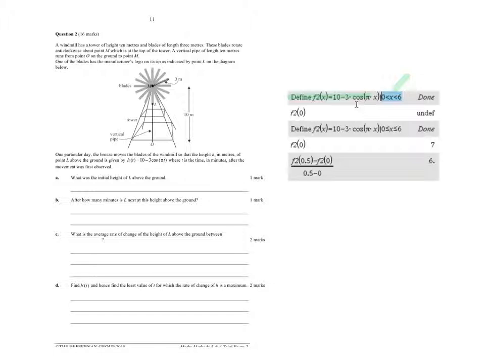Initial height is at t equal to 0. And you'll see I put f of 0 in. I got undefined out. I thought, well, what's going on there? And then I had a quick look at the interval that I defined for, and I didn't use an inequality sign. I just put greater than or equal to. So I redefined it, put f2 of 0 in, I get 7. So the initial height above the ground was 7 meters.